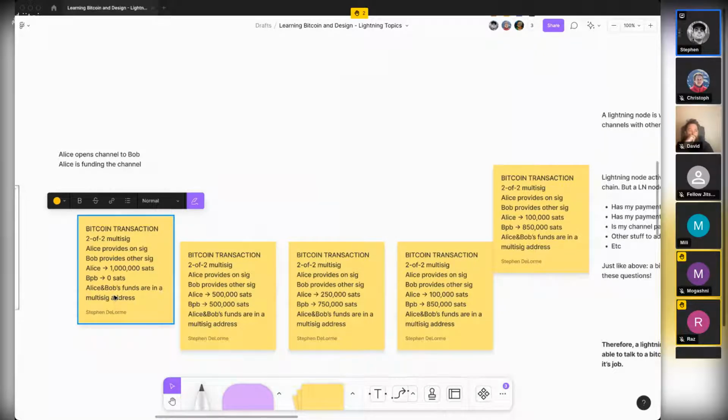So yeah, I'm not sure exactly what those people said, but hopefully that gives a broader perspective. Okay, then just a follow-up question. So when you open a channel, you need to do an on-chain transaction to have that 2 of 2 multi-sig.